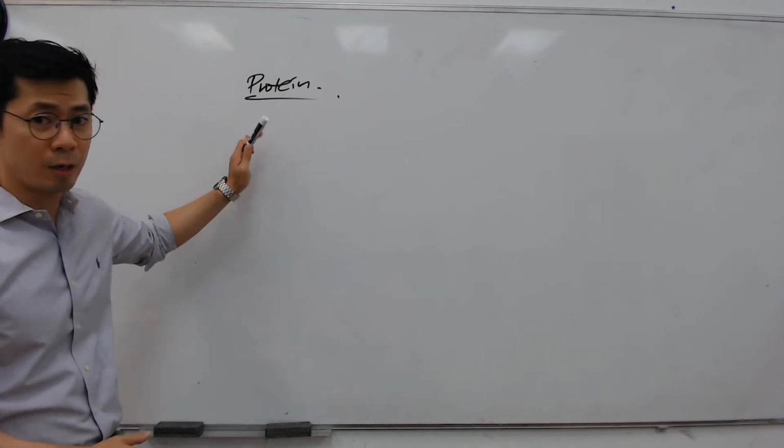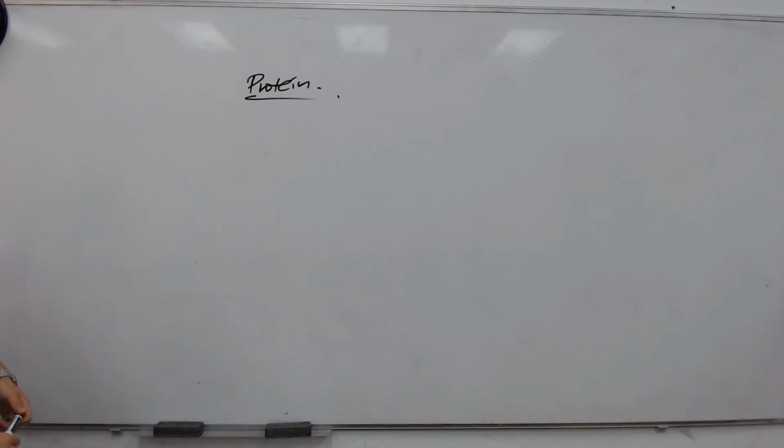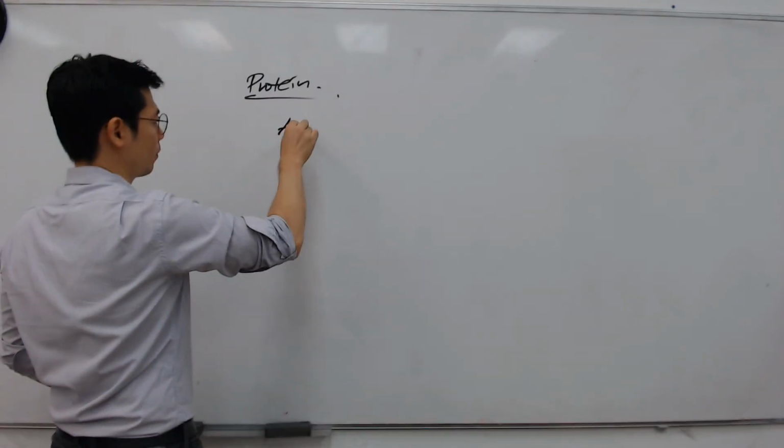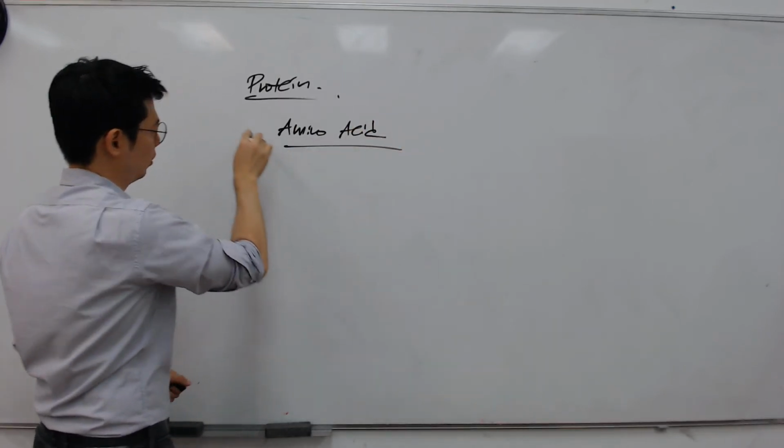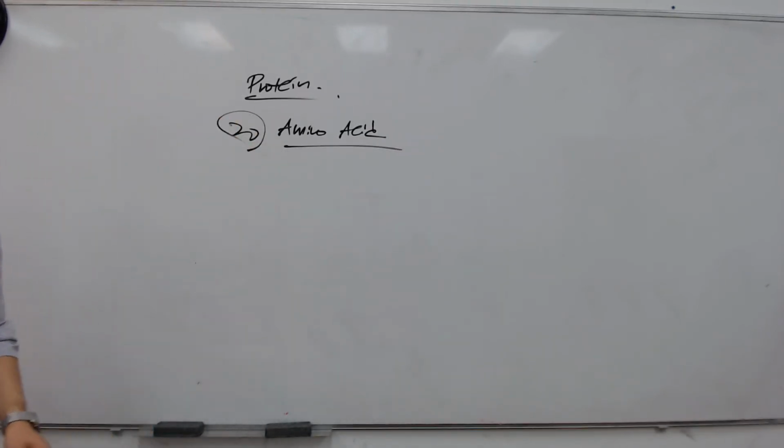All right, protein, guys. As you know, it's one of the macromolecules. It's made up of what we call amino acids, right? How many amino acids do we have, guys? There are 20 amino acids.